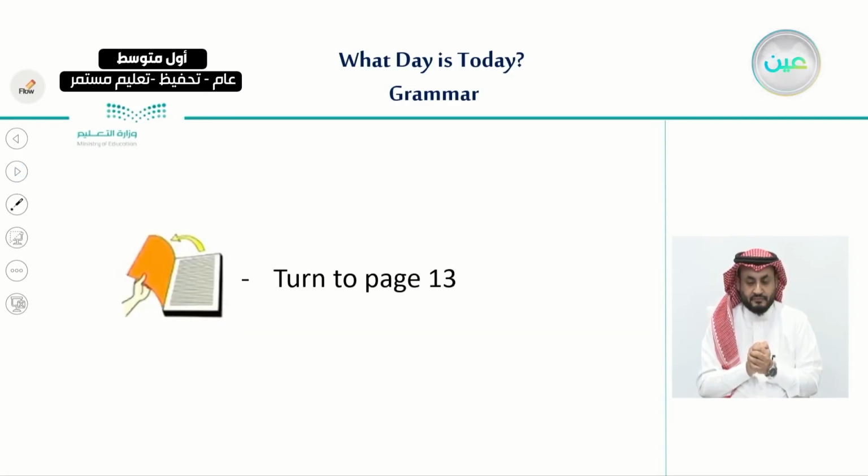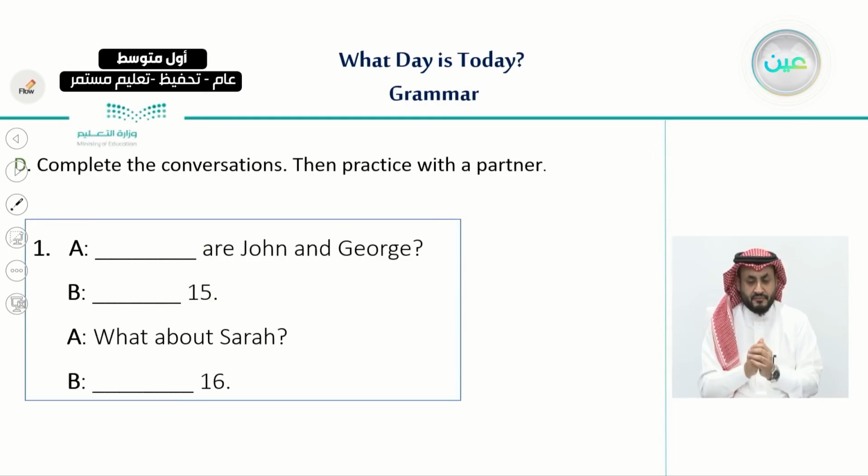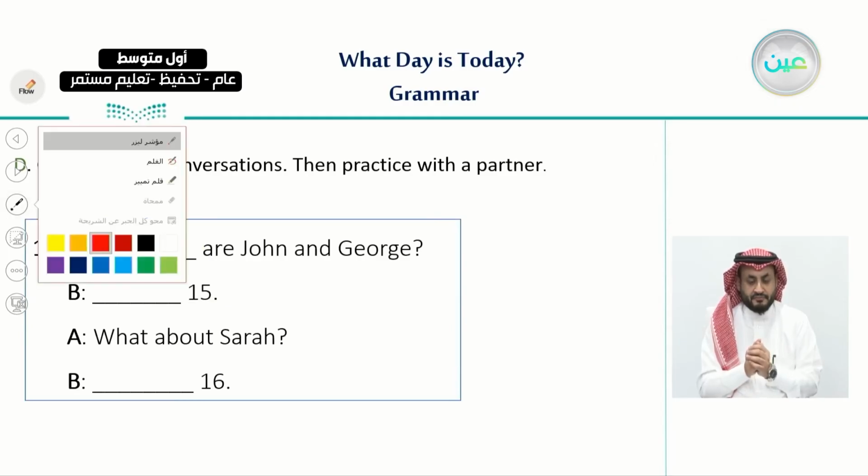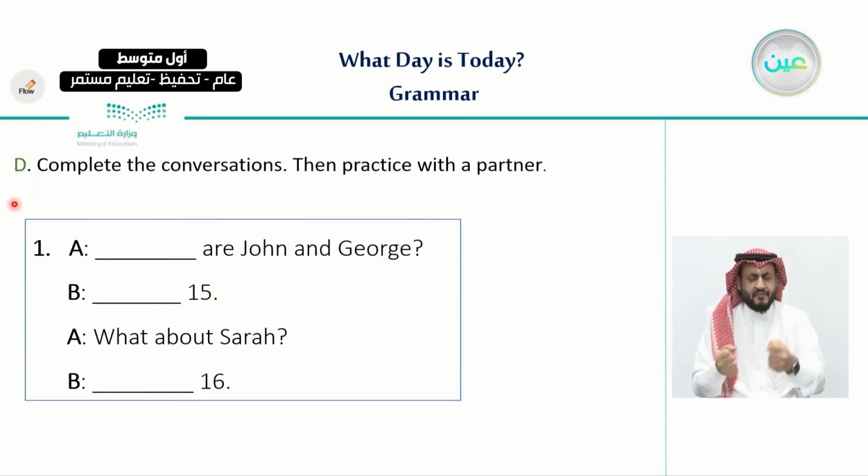So now, for the final exercise, I would like you to turn your books to page 13. So this is the final exercise we have, and it's a very simple one. Here we need to complete the conversations, and then we're going to practice it with a partner. And we need to continue it with the suitable verbs to be.